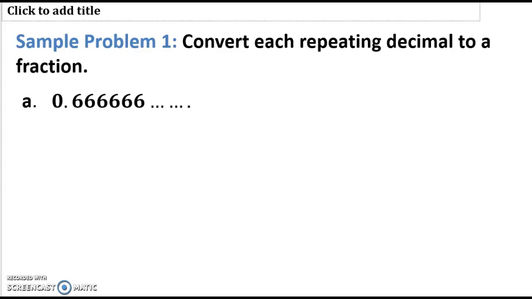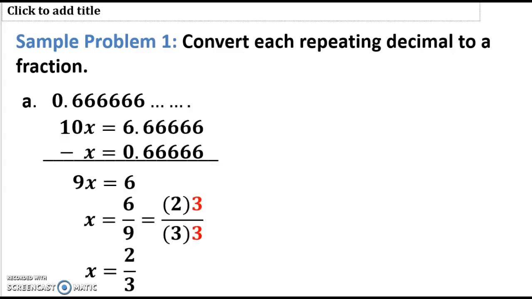The second step is to multiply by a power of 10 that will allow us to eliminate the decimal. So look what I've done. Here you see that x equals the repeating decimal. And then I multiplied by 10 because if I move over 1 spot, when I subtract the decimal part, they'll cancel each other out. So I multiplied by 10.